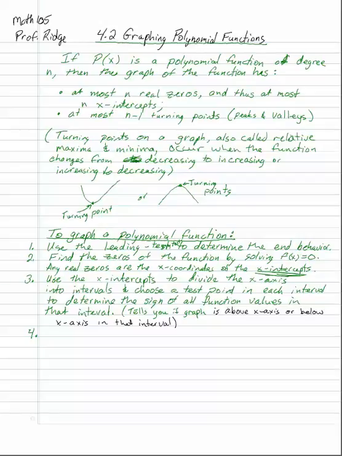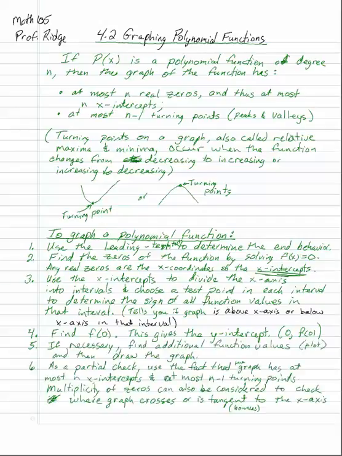The next step is really important: you find the y-intercept. So find f of 0. This gives you the y-intercept. And then if necessary, pick some more points and plot them to give you additional information about the graph. And then, number 6, as a partial check, use the fact that the graph has at most n x-intercepts and n minus 1 turning points.